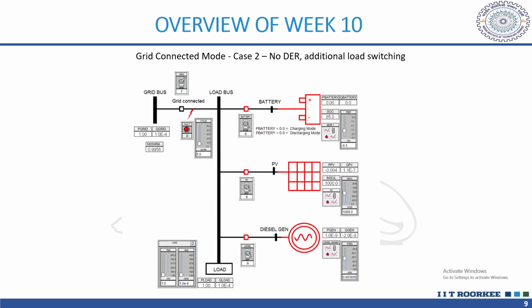Then in the second case, when we switched on an additional load, you can see this P load has increased from 0.5 to 1. Here you can see, in this also, we are not having any DER with us. So basically, these are still at 0, 0, and 0. So the P grid has again increased to 1 to cater to the additional load demand.